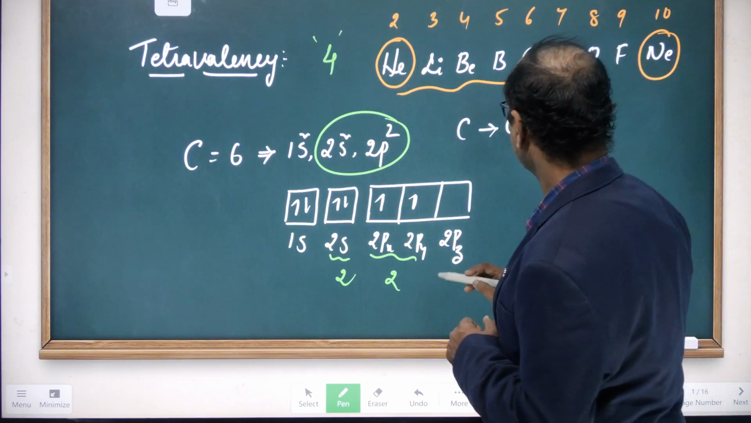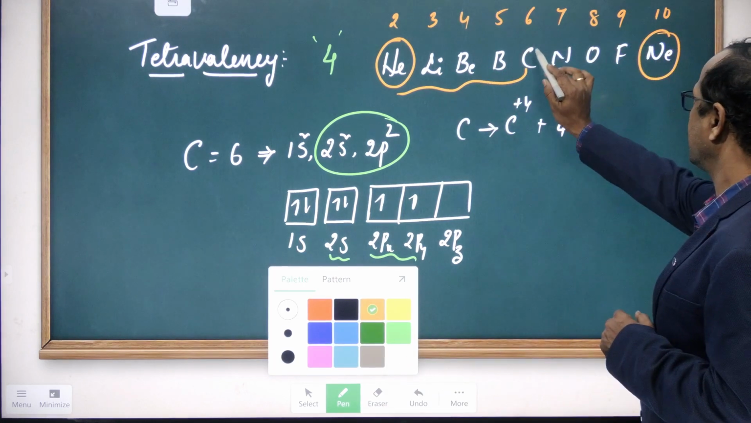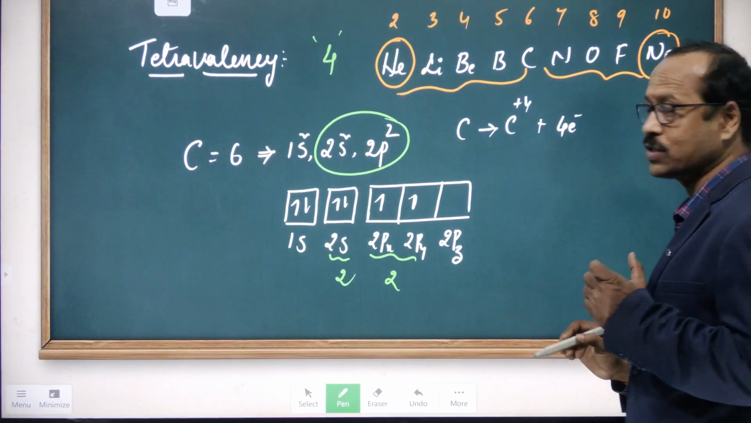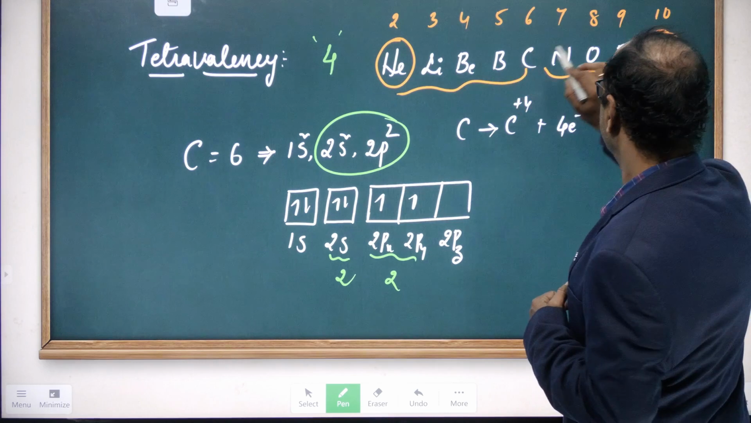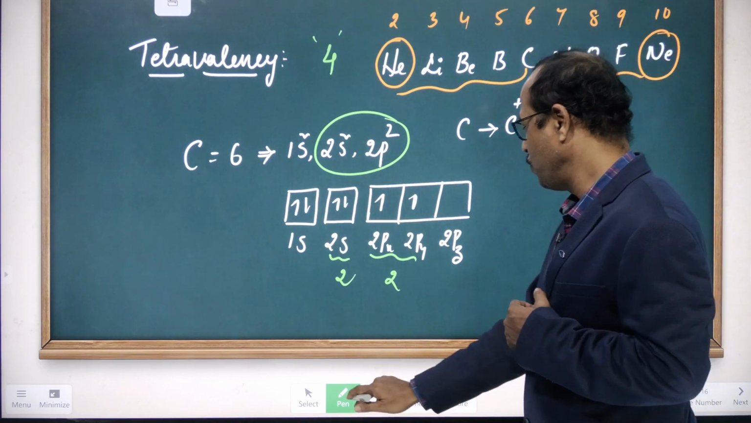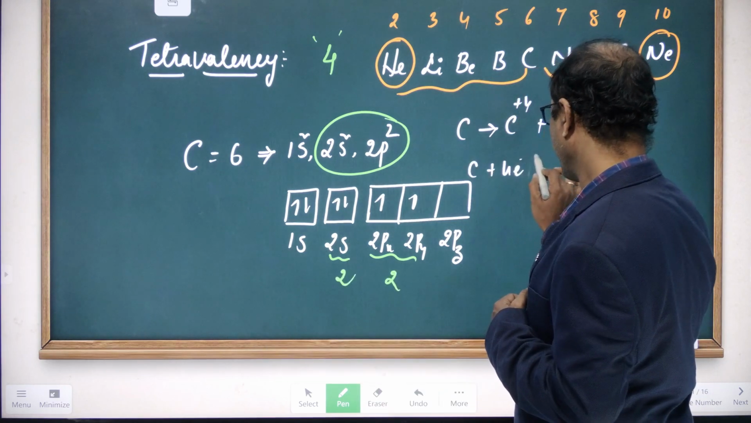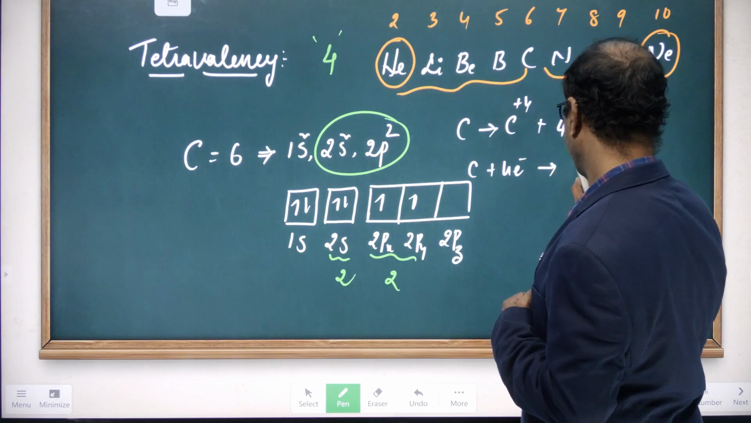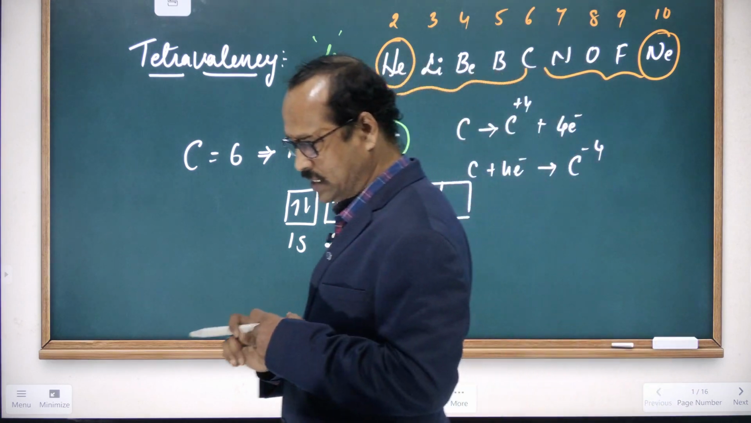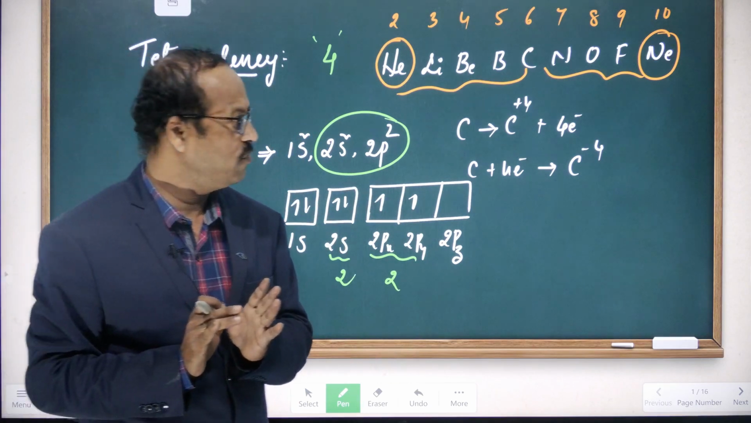And the other option is what? Here you see now. The next inert gas is what? Neon. So to attain neon's inert gas configuration, the atomic number is 6, but neon is 10, so it requires 4 more electrons. So here carbon has to gain 4 electrons. When it gains 4 electrons, it becomes C minus 4, right? So to attain stability, carbon either has to lose 4 electrons or gain 4 electrons.